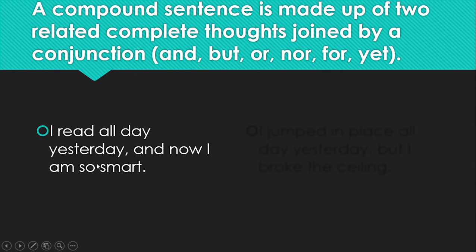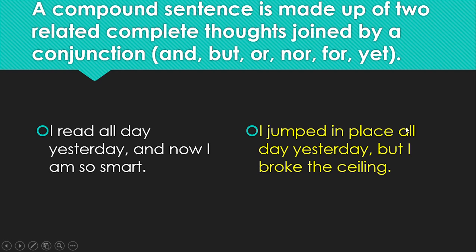Like, I read all day yesterday, comma, and now I am so smart. That would be an example of a compound sentence. 1, I read all day yesterday, and then the second part, now I am so smart. I jumped in place all day yesterday, comma, but I broke the ceiling. I don't know if this is what you're doing right now with all of our time, but anyway, these are just examples of compound sentences. So this is where semicolons come in.